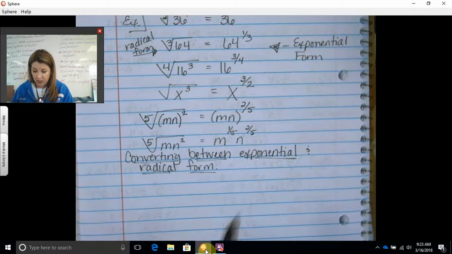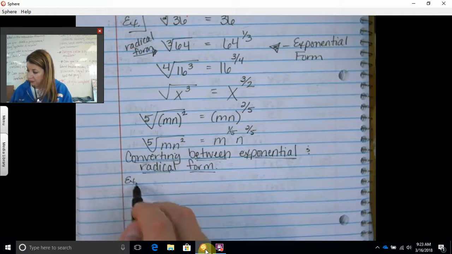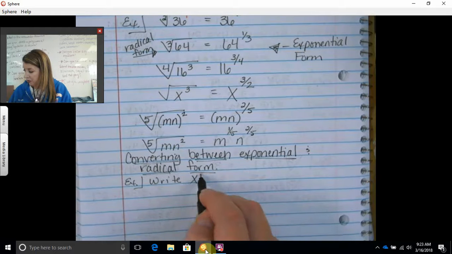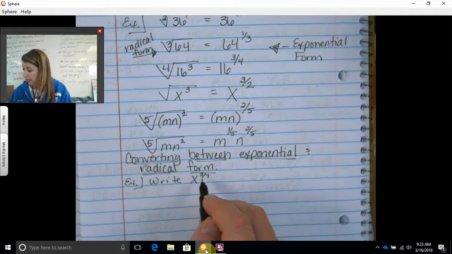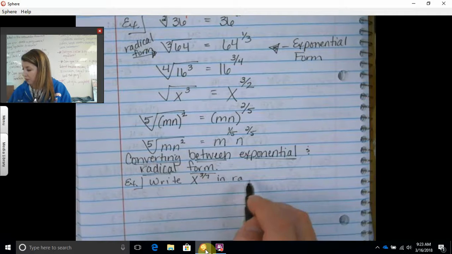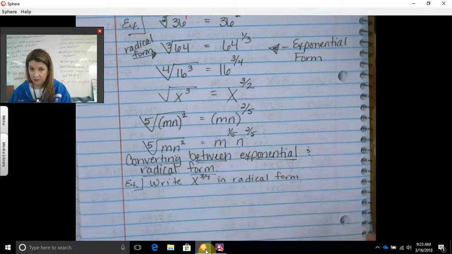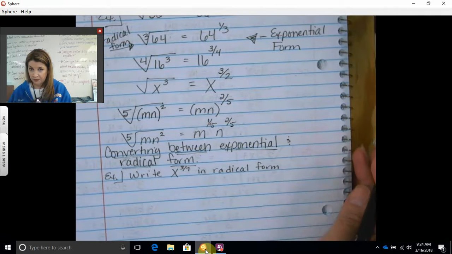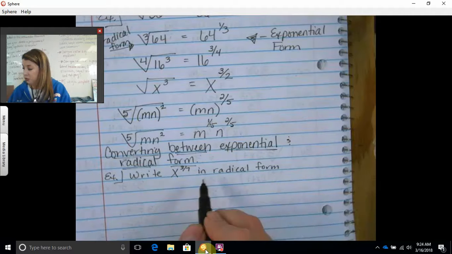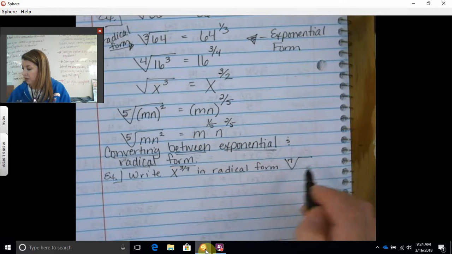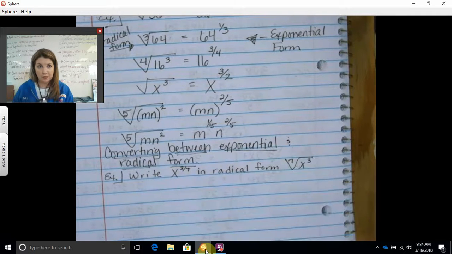Okay, first example. Let's write x to the 3/7 power in radical form. So your index is 7, right? So we would say the 7th root of x cubed. Can we take the 7th root of x cubed?